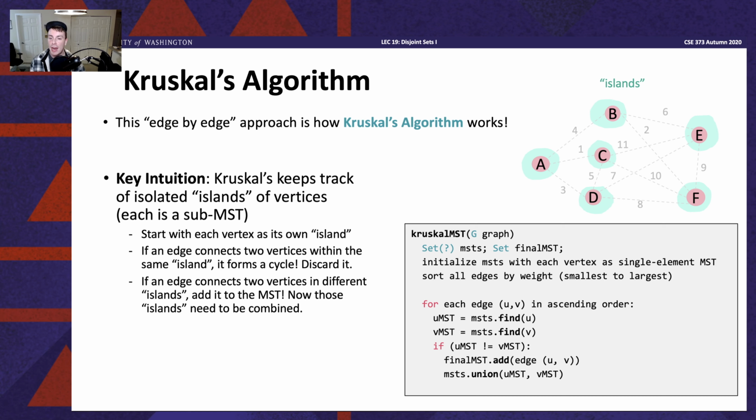We see that they're different islands. So we're going to add that edge to our MST and union those two islands together. So we've added this edge with weight 1, and now we've combined those two islands. And now we repeat. Go find the next smallest edge.